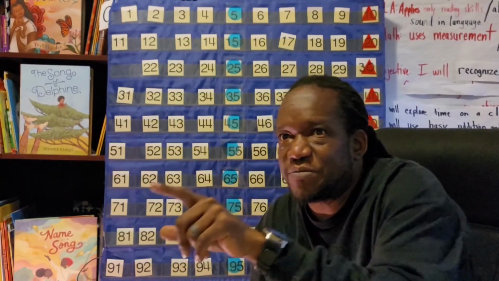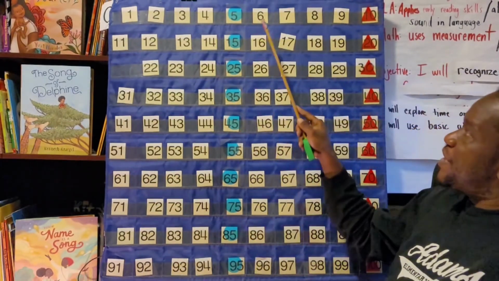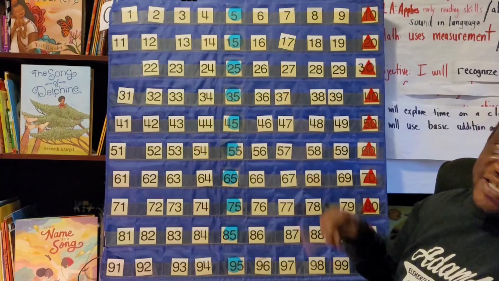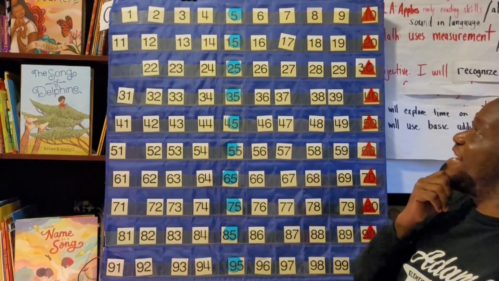You can have your grown-up print you out a number chart. Tell them to Google 100's number chart. Look on PBS Media and PBS Learning Media, and they have a whole bunch of stuff on there for you to learn. But here we go. 6 plus 10 is what? 16.